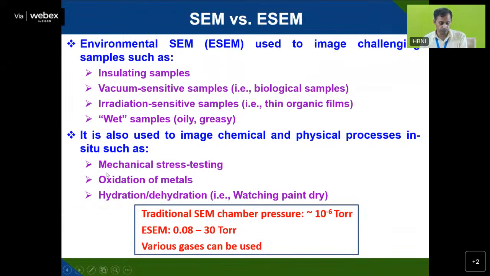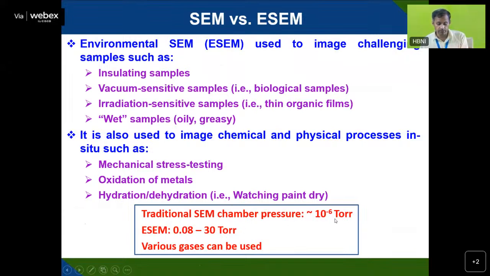So during in situ experiments, like mechanical stress testing, oxidation of metal, hydration, dehydration, watching the paint dry, for example, you can see how challenging it is with a traditional scanning electron microscope, and how ESEM overcomes that by using the sample at low vacuum with a nitrogen environment. At low vacuum, the SEM can preserve the biological structure here.